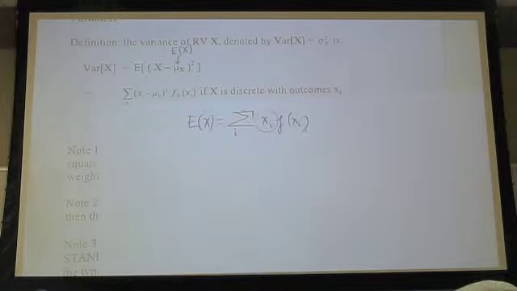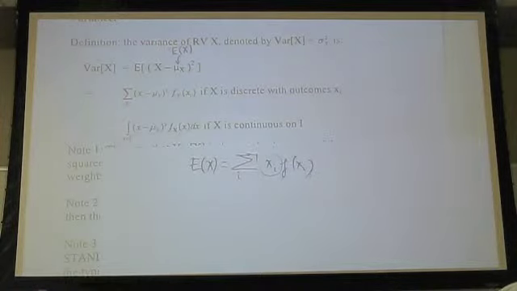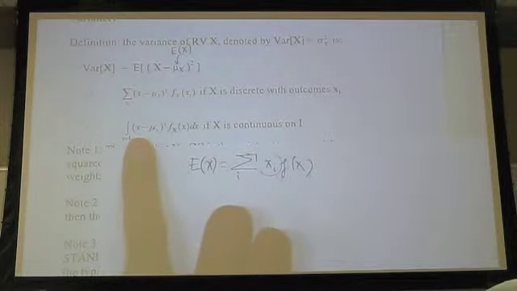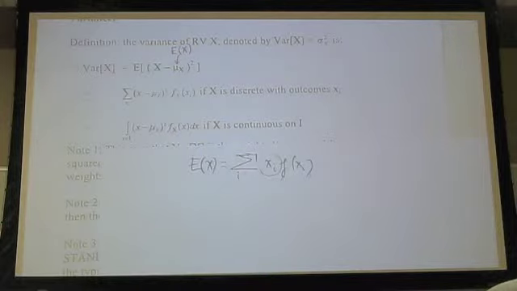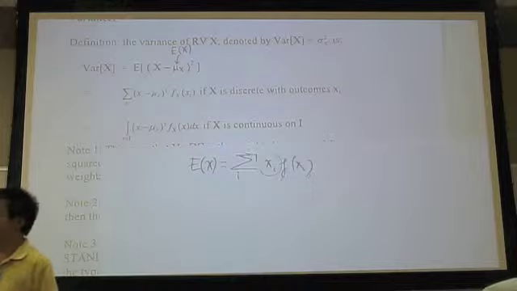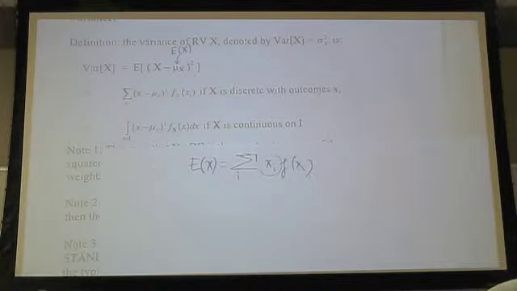Okay. And now, how about the other version for the continuous one? Well, just what you expect. You integrate x minus mu sub x squared times f sub x of x dx. Alright? And now I'm going to tell you what that one means.